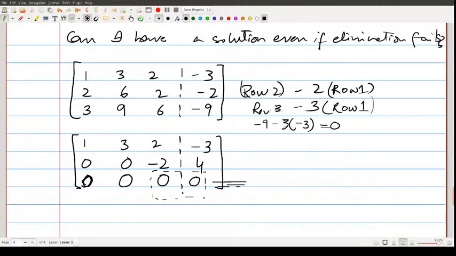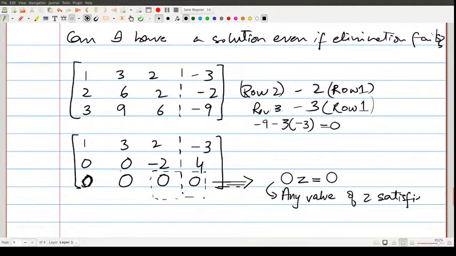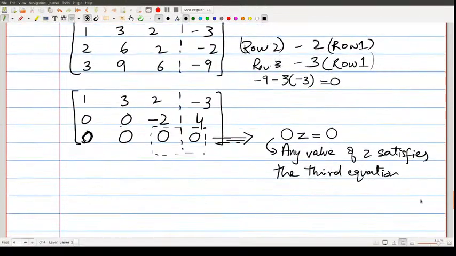So this row is now not giving me a contradiction. It's telling me 0 times z is equal to 0. Now how do I interpret that? What is this telling me? This is telling me that any value of z satisfies the third equation. And what this really tells me is that I don't have one solution, I have infinitely many solutions.